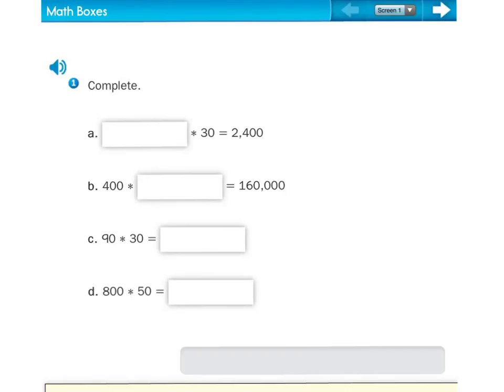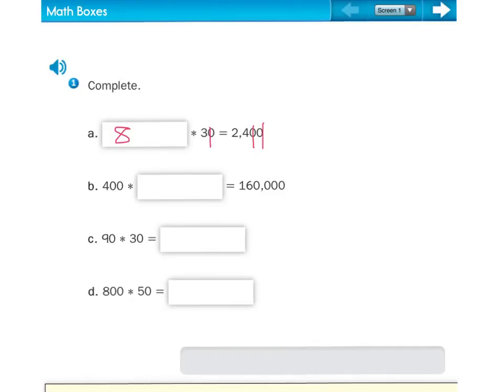Okay, now that you have it finished, we're going to start with question number 1. Question number 1 wants you to complete the following problems. And A asks you, what times 30 equals 2,400? The easiest way I can tell you to solve this problem is to think of those numbers without any zeros on them. So you have something times 3 equals 24 if I take out those zeros. Then you have to think to yourself, what times 3 equals 24? And you know that's 8.